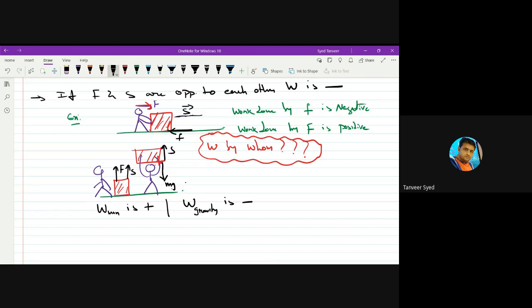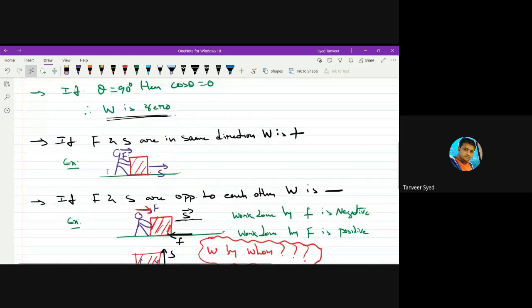So again, same situation, two forces are acting. One force applied by you to lift the block, another force, gravity, trying to pull the block down, or its weight, in other words. Like this, you should identify work done by which force is asked in the question. Okay. Then if force and displacement are perpendicular to each other, then work done is 0.